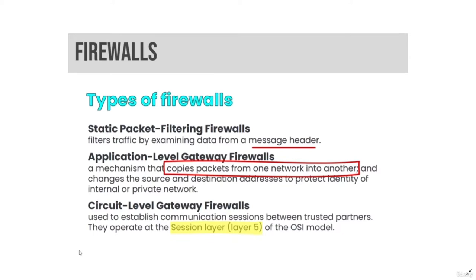Application-level gateway firewalls use a mechanism that copies packets from one network into another. They then change the source and destination addresses to protect the identity of internal or private networks. Circuit-level gateway firewalls are used to establish communication sessions between trusted partners. They operate at the session layer, or layer 5 of the OSI model.